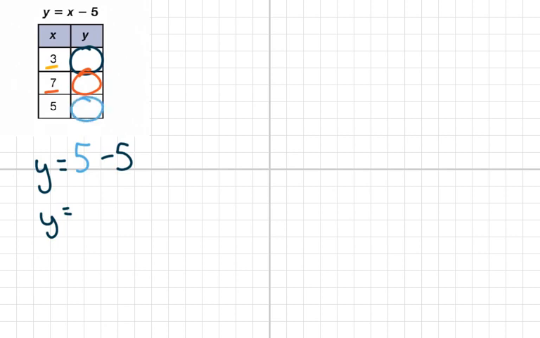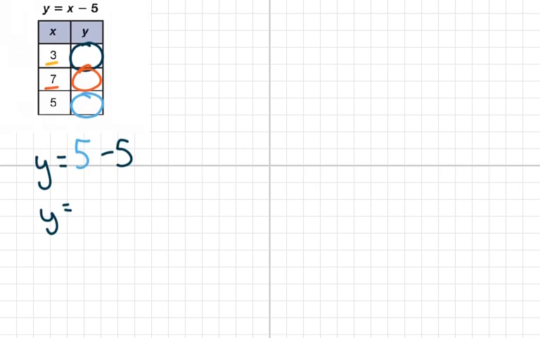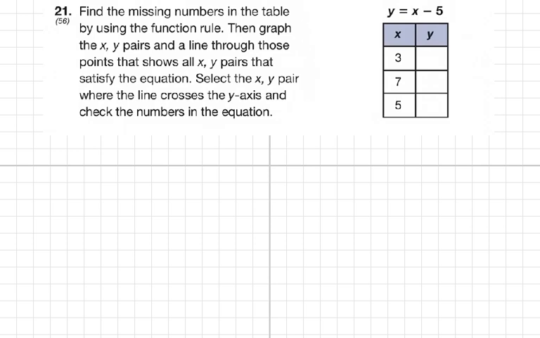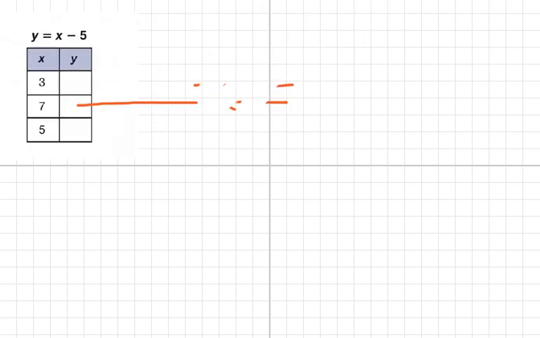Okay, once you've found all of your points, you're going to graph them on your paper. And I want to see that you can graph. Now make sure that you do what they said, because after you're done graphing it, you need to select the xy pair where the line crosses the y-axis. So we're looking for where it hits that y-axis. And remember, the y-axis is this one, the one that goes from top to bottom. And then check with your function table, make sure it works.